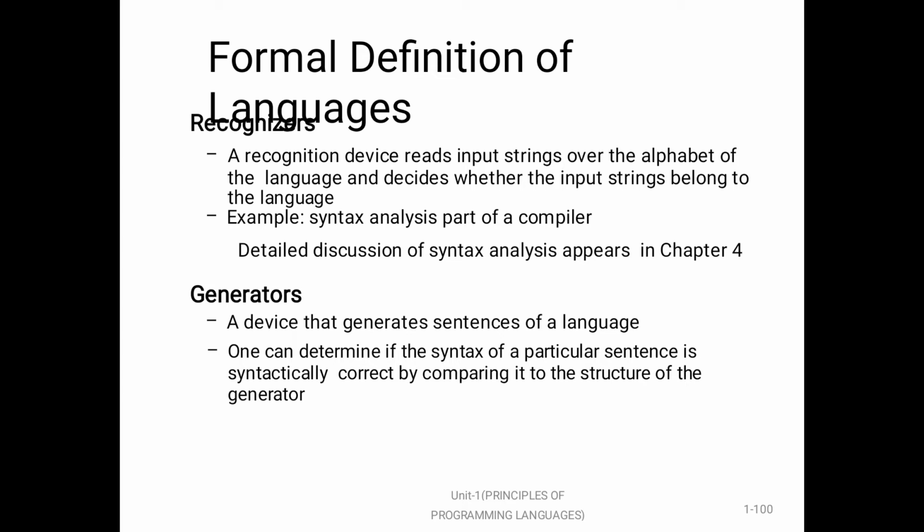Now, language generators. A language generator is a device that can be used to generate the sentences of a language. The syntax checking portion of the compiler is not as useful a language description for a programmer because it can be used only in trial and error mode. For example, to determine the correct syntax of a particular statement using a compiler, the programmer can only submit a speculative version and note whether the compiler accepts it or not. On the other hand, it is often possible to determine whether the syntax of a particular statement is correct by comparing it with the structure of the generator.